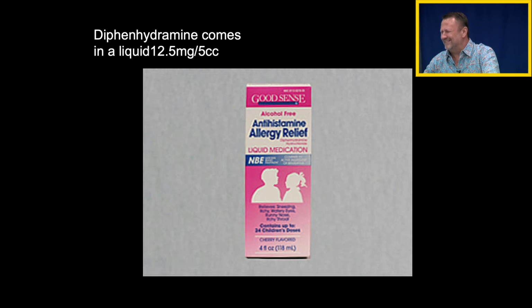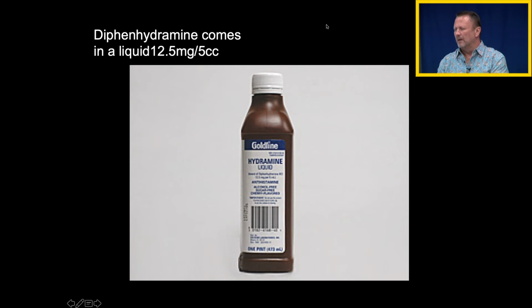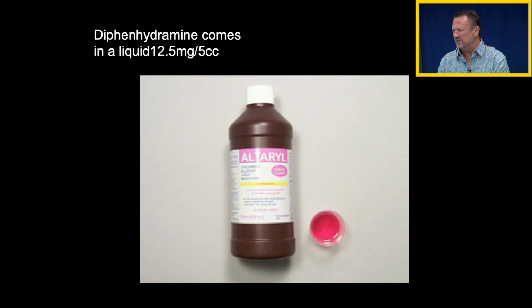All right, good sense antihistamine allergy relief. Oh, pictures of kids. It must be safe to give this to kids. Well, it depends on how much you give, as long as you follow the instructions. All right, notice the nice cherry flavor, we can't see the red food coloring. And what is it? Diphenhydramine, 12.5 milligrams in 5 cc's. Goldline manufactures something called Hydramine liquid. What's in Hydramine liquid? Well, there's a nice cherry flavor and red food coloring. You can't see that, but it's diphenhydramine, 12.5 milligrams in 5 cc's.